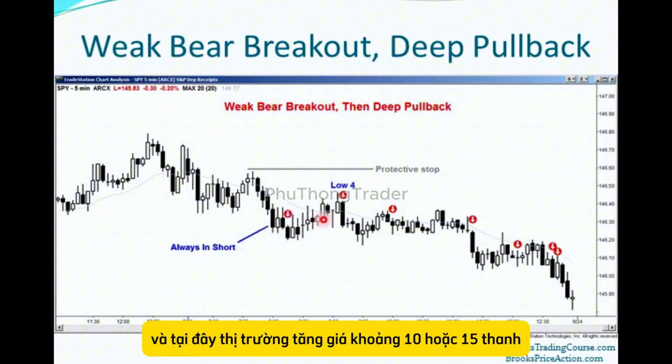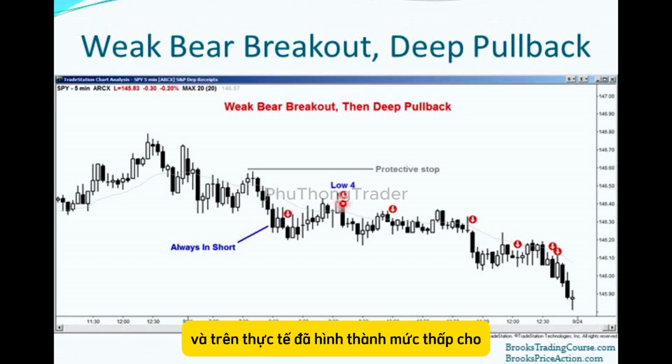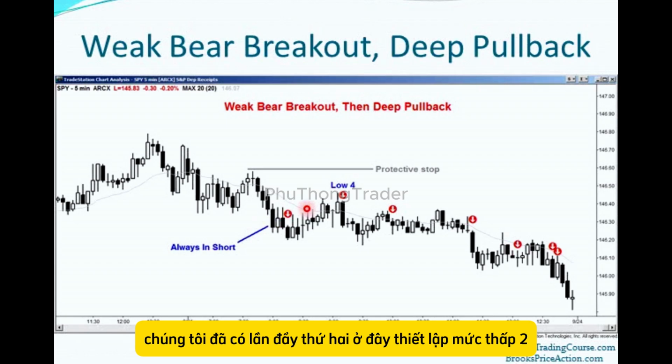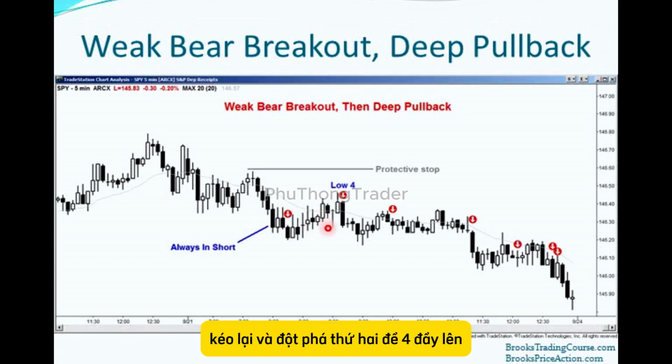And here the market rallied for about 10 or 15 bars. And it in fact formed a low four short in a bear channel. We had a push up here. Okay, so that sets up a low 1. We had a second push up here, sets up a low 2, did not trigger. Then we had another breakout, a pullback, and a second breakout. So 4 pushes up, that makes it a low 4.